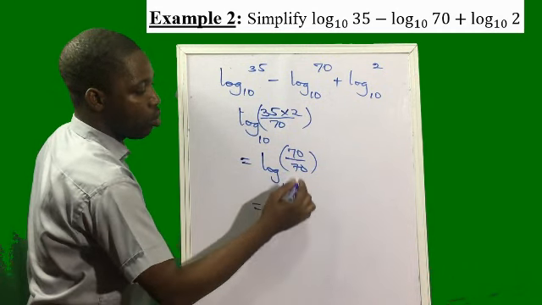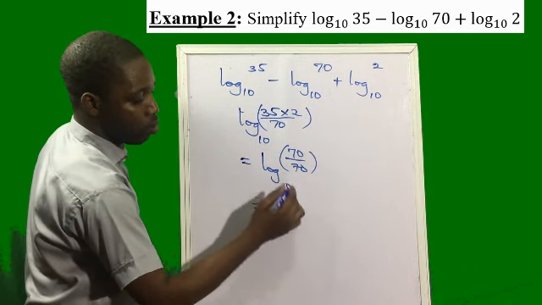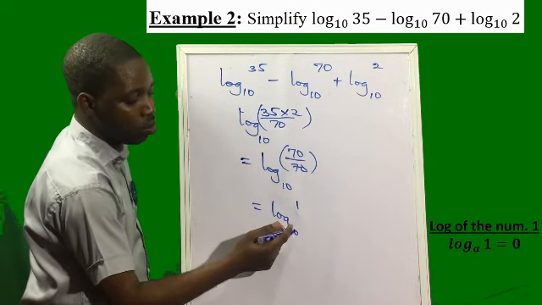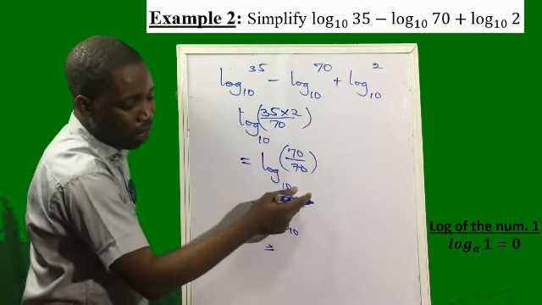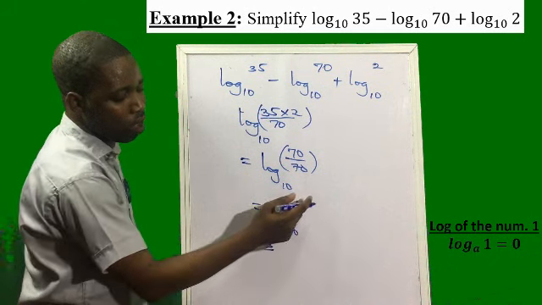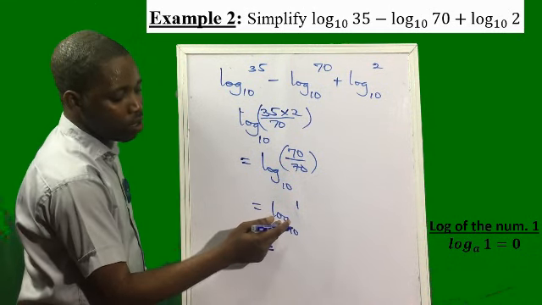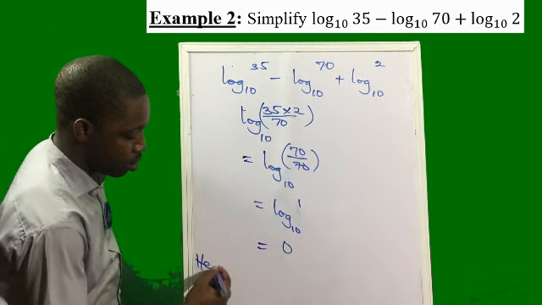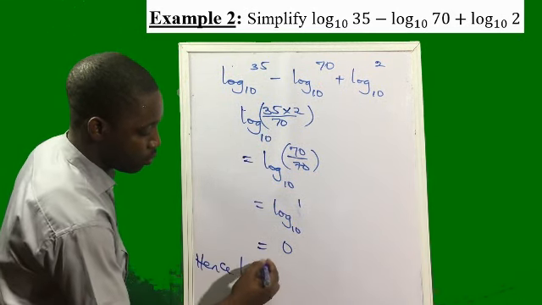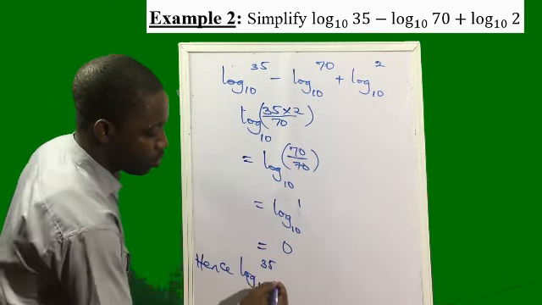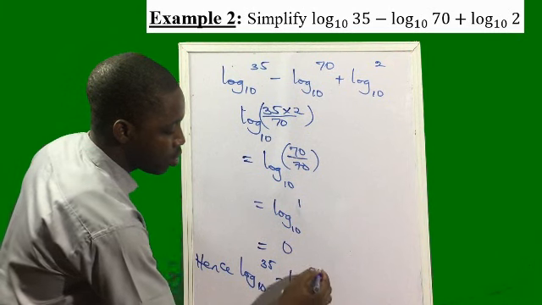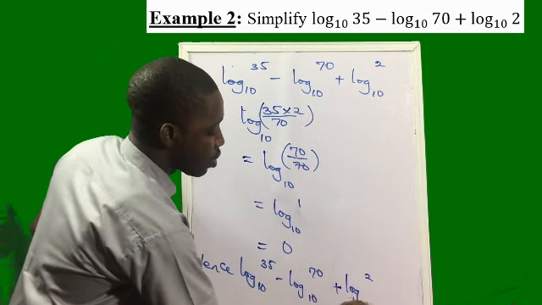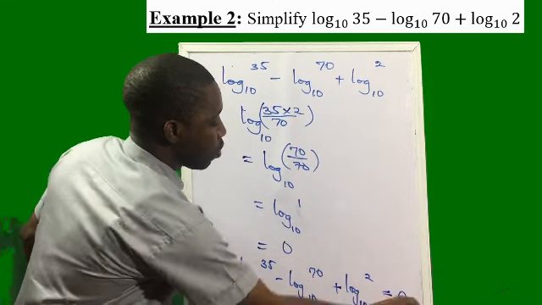70 over 70 is 1. We have our base 10. The first law is the logarithm of the number 1. When we take the logarithm of number 1 to any base, from the first law we said that will give us 0. Hence, log 35 to base 10 minus log 70 to base 10 plus log 2 to base 10 is equal to 0.